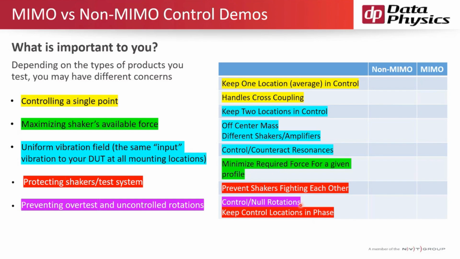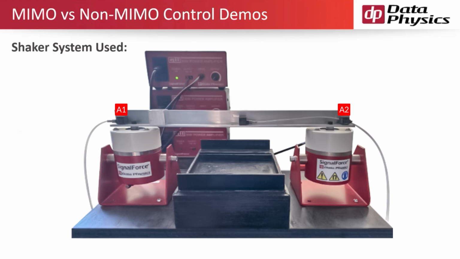Okay, so we're going to go through and show how a non-MIMO control, splitting the drive off to two different shakers, two different amplifiers, behaves differently than the MIMO control case. So we're going to fill out this grid, this table here. Now, the system I'm going to be testing on is shown here. I've got two shakers, the shaker on the left and the shaker on the right, and I've got two control accels that I'm using, labeled A1 and A2 here and here.